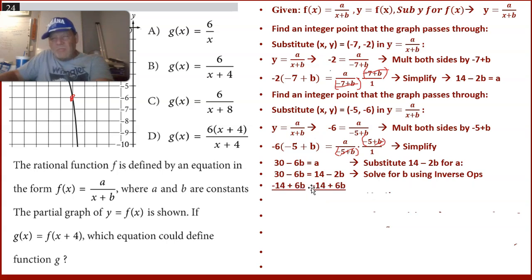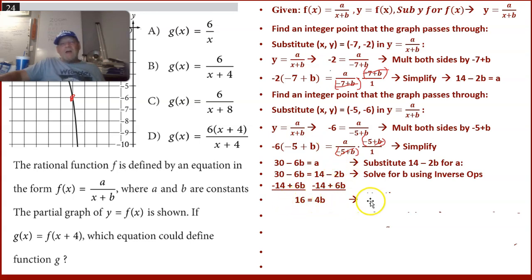I'm going to do them both on the same line because there's so many steps I ran out of room. So I'm going to add 6b to move this 6b to this side because that's a smaller variable. I'm going to subtract 14 from both sides. So I'm using the addition property of equality and the subtraction property of equality. And what happens? Well, this minus 6b plus 6b is gone, and 30 minus 14 is 16. And the 14 minus 14 is gone, and -2b plus 6b is 4b.